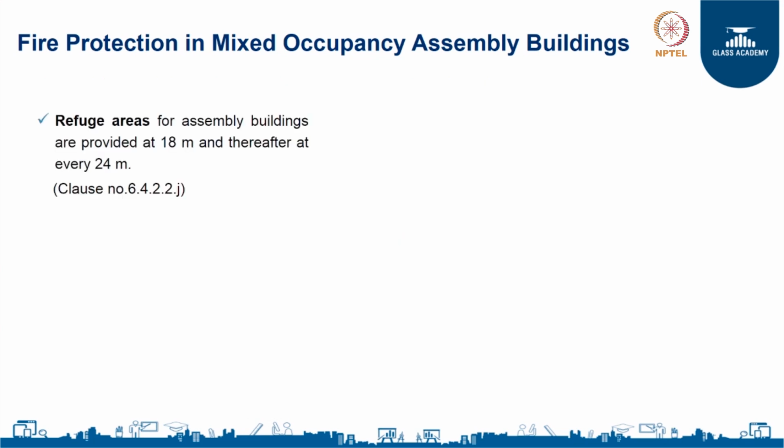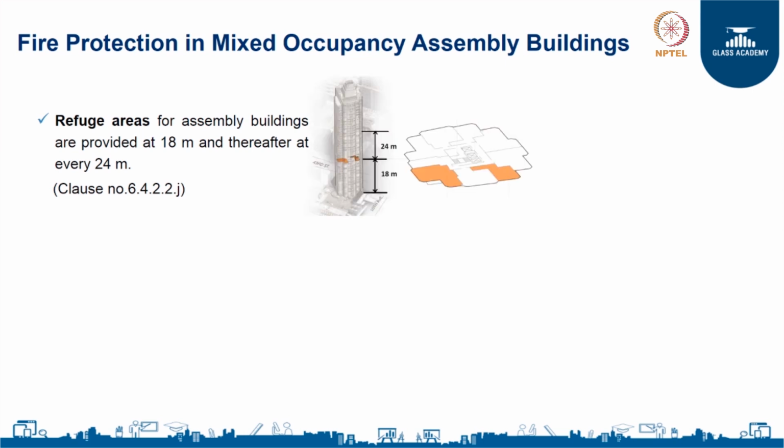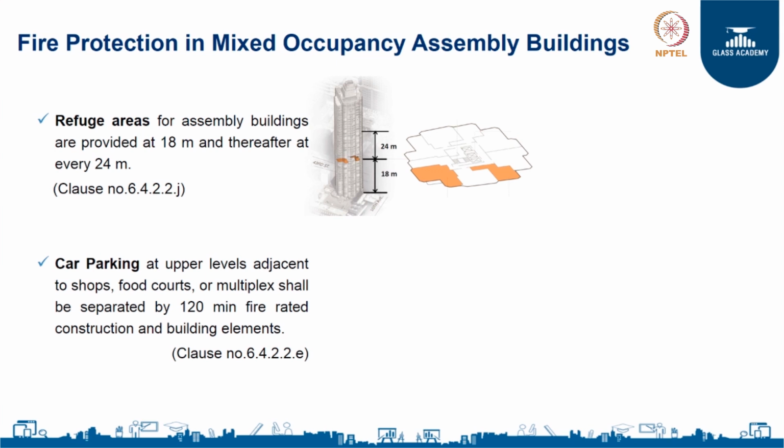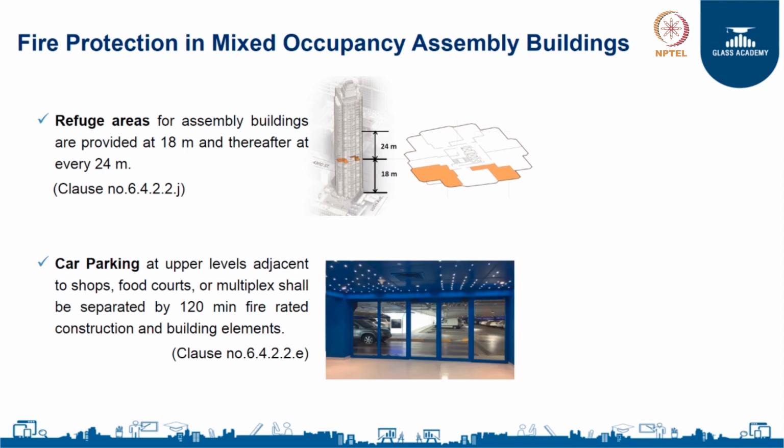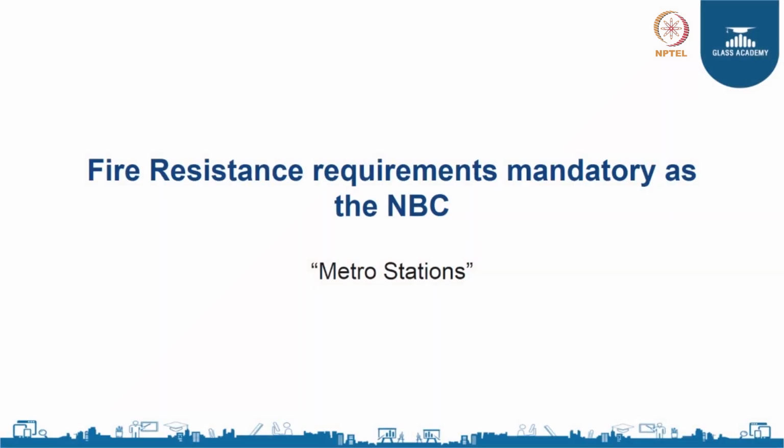Again, refuge areas for assembly buildings should be provided at 18 meters and then at every 24 meters, like you see in this image. Car parks at upper levels, it is not just in the basements that nowadays you see car parks, you also see them in upper levels, should be separated from the main area of occupancy with 120-minute fire rated construction elements. So, if you use a lot of glass in the car parks and basement, this glass and the whole system, the fire rated door in which the glass is used, needs to be a 2-hour fire rated system.